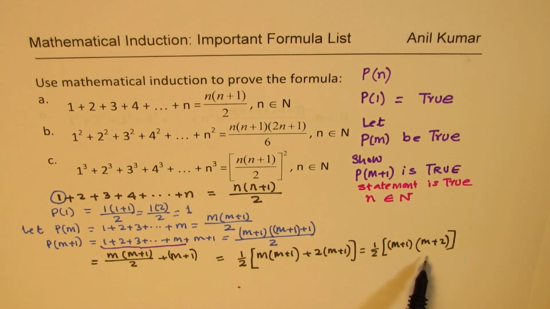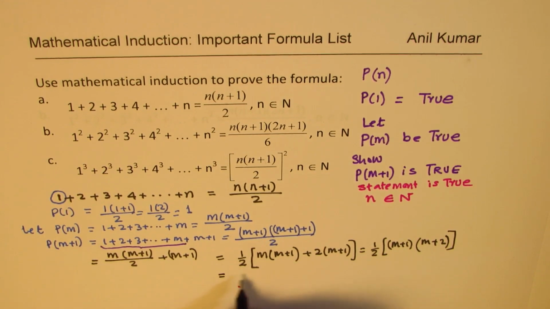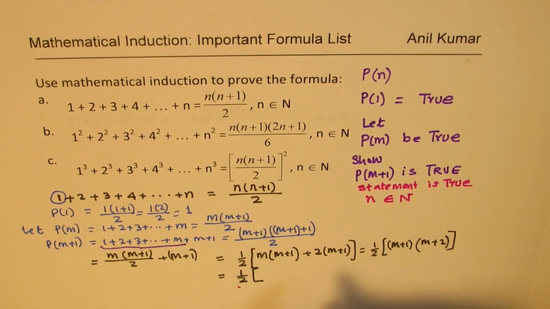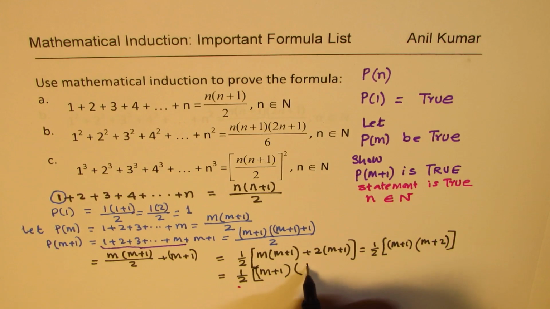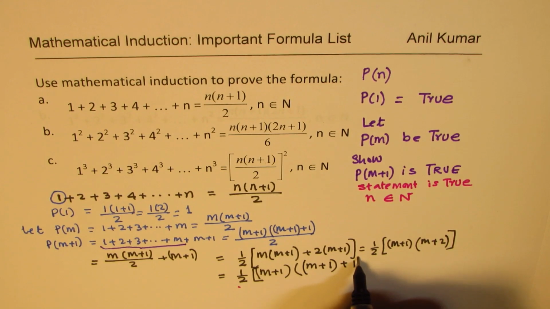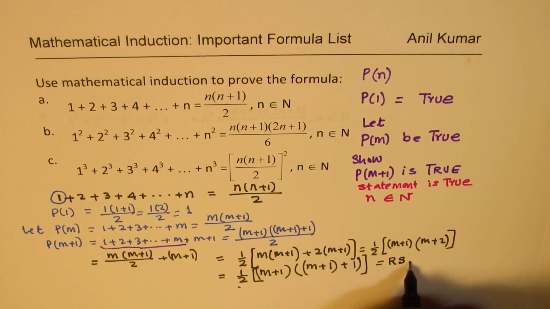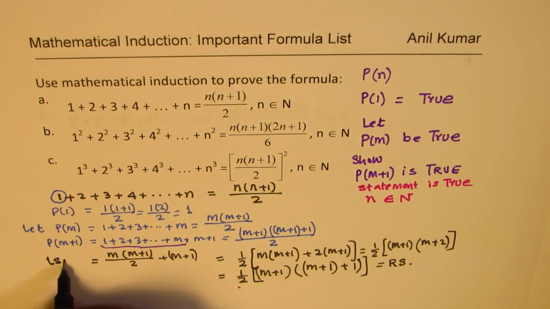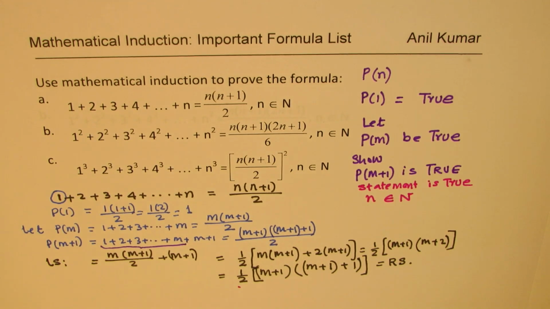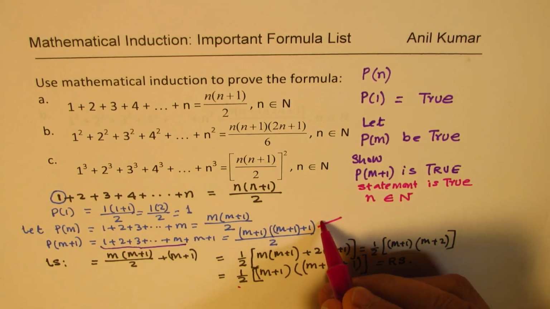Okay. But what I need is m plus 1 plus 1, and I already have this term half here. M plus 1 is there with me. Oh, that is nearly done, right? So we could now write this as half of m plus 1 times, now m plus 2 could be written as m plus 1 plus 1. So let me put this in bracket. As soon as I do that, I get my right hand side. Do you see that? So I've shown that the left side is equal to the right side. So this is exactly what we expected, correct?